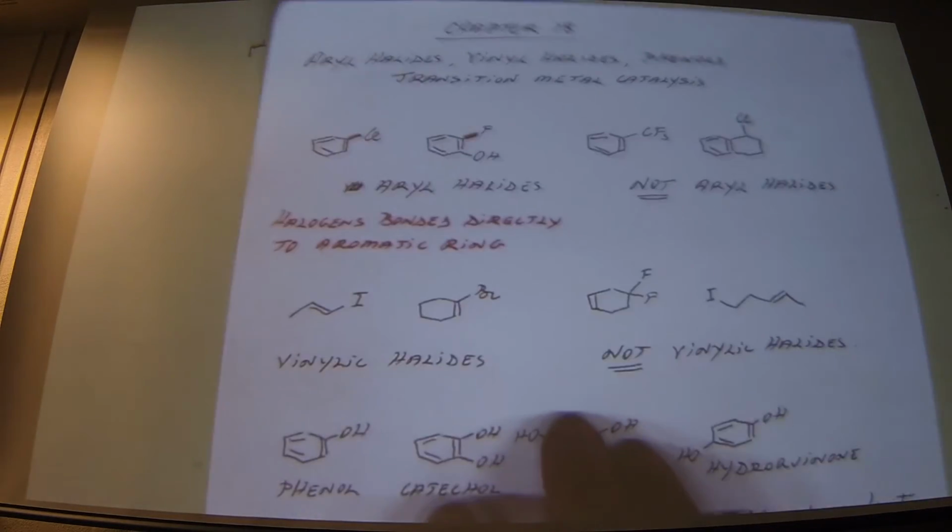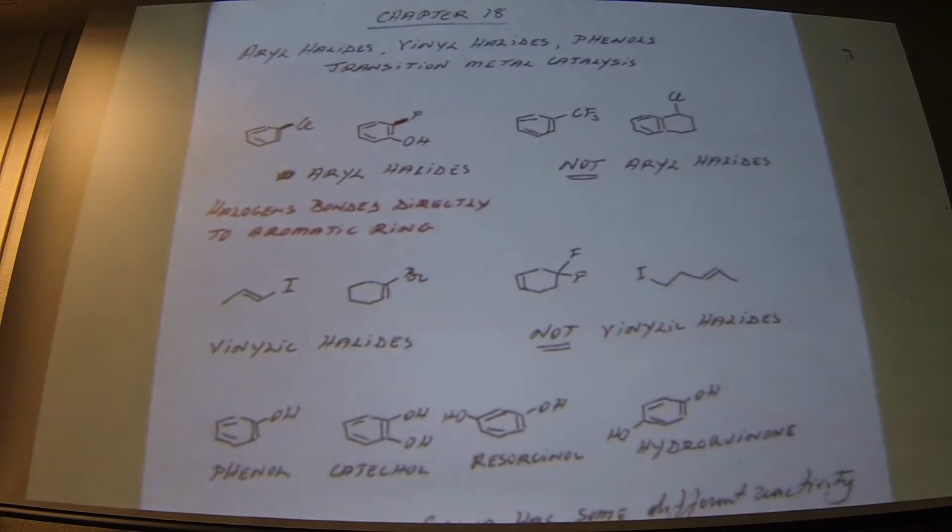The chapter is kind of broken up into two parts. The first part is before the organometallic chemistry, and then after that, organometallic. So let's take a look and see, first of all, what we're talking about here.